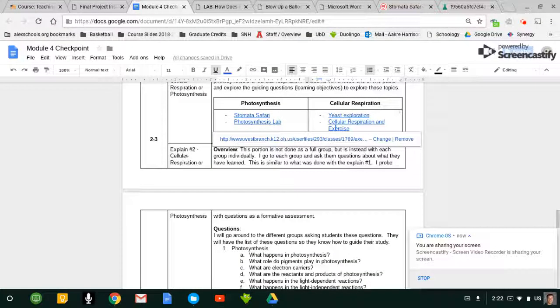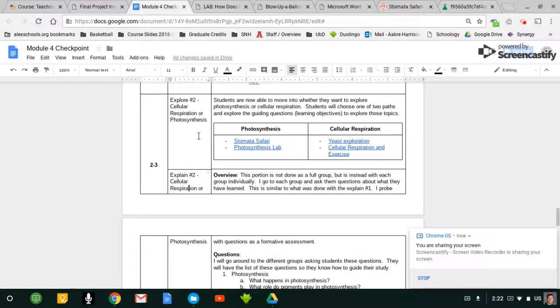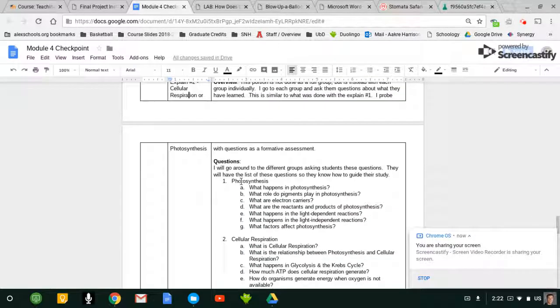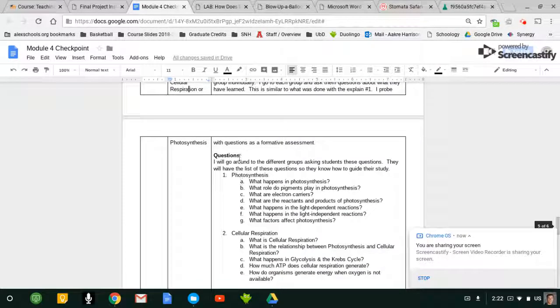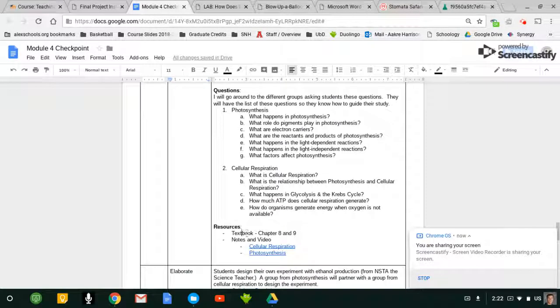After that, getting into the explain. So again, this is them exploring and trying to understand, explain. They're going to be, again, breaking into their groups. And in the photosynthesis groups, they're going to be answering these questions using their resources, chapters 8 and 9, and then the notes and video. What happens in photosynthesis? What role do pigments play in photosynthesis? So they are going to make sure that they understand these, and they're going to keep their group members up to date on everything.